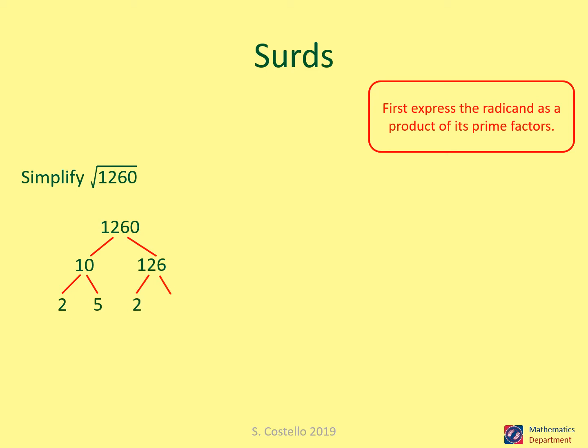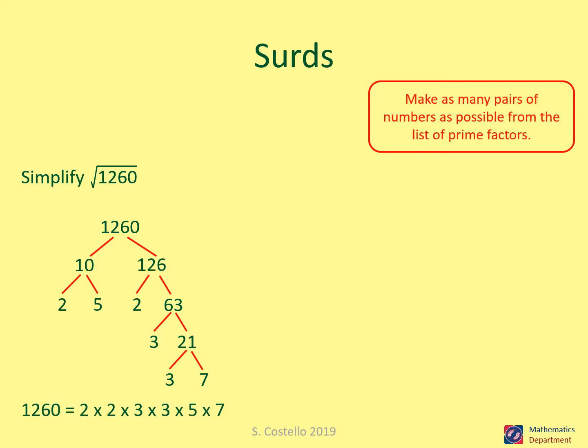126 is 2 times 63. 63 is divisible by 3, so that's going to give us 3 times 21. And again, 21 is 3 times 7. So we have 1260 as a product of its prime factors.